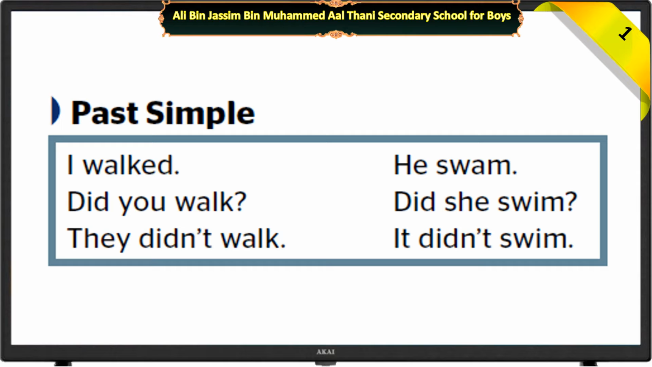When we have a question, we can start with did, then subject, then infinitive. Did you walk? Or did she swim? If we have negation form, they didn't walk, it didn't swim.